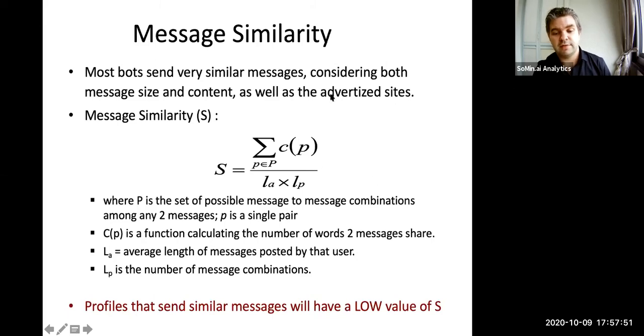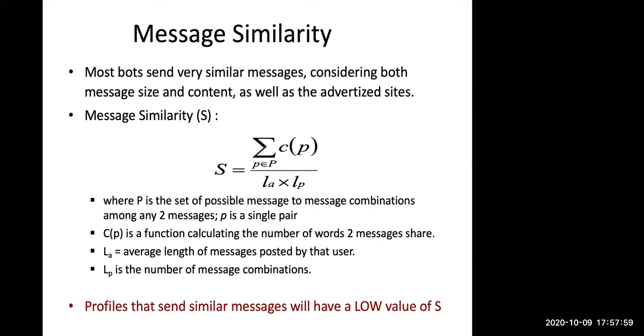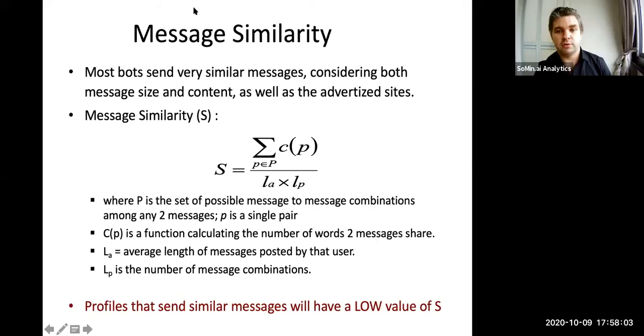So profiles that have similar messages will have a low value of S, so its message similarity will be low. This is important because it's an inverse metric compared to just counting the similar messages.